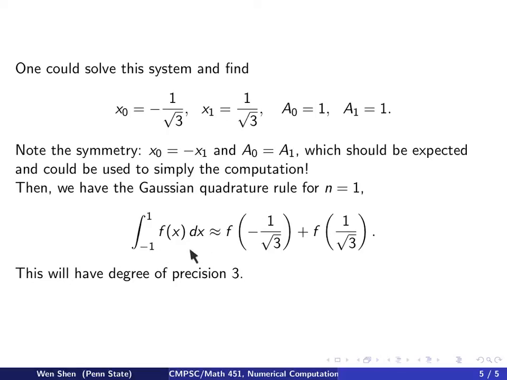This integral is approximated by f at -1 over root 3 plus f at +1 over root 3. And this one will have degree of precision equal to 3. That is, it's exact for all polynomials of power less than or equal to 3.